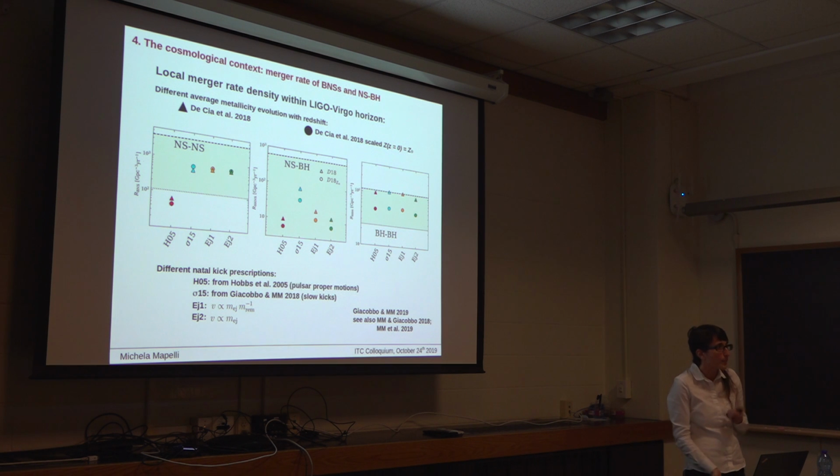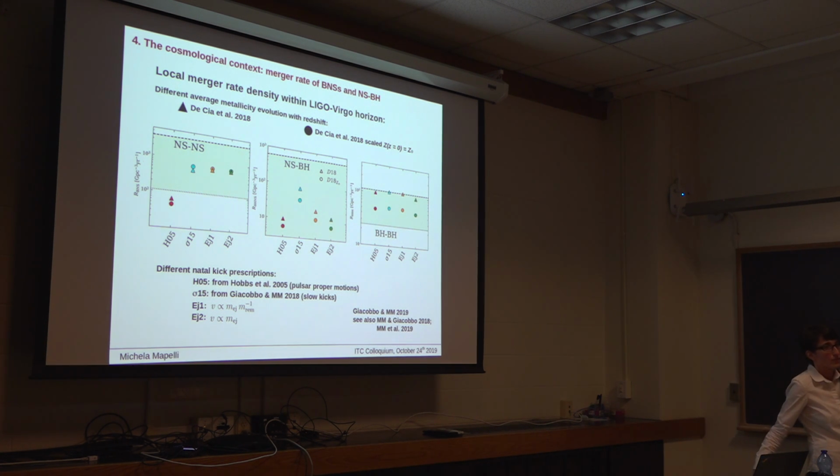But in principle, like what you said, you can just use observational evidence, observational constraints on metallicity and Madau, you know, for star formation. You don't really need to put it in. It depends on what you want to do.